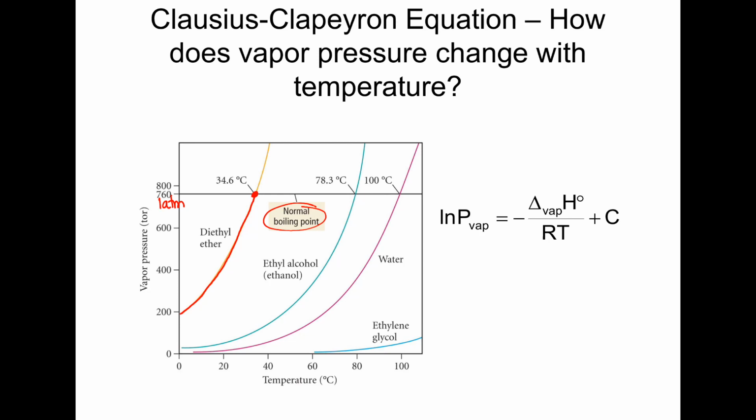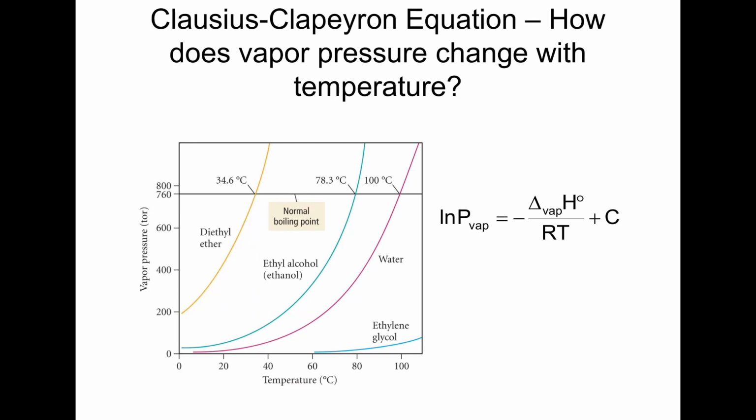And we can actually mark on here the temperature. Maybe that's about 35 degrees. So about 35 degrees is going to be the normal boiling point of diethyl ether, because that's the temperature at which the vapor pressure has reached 1 atmosphere.